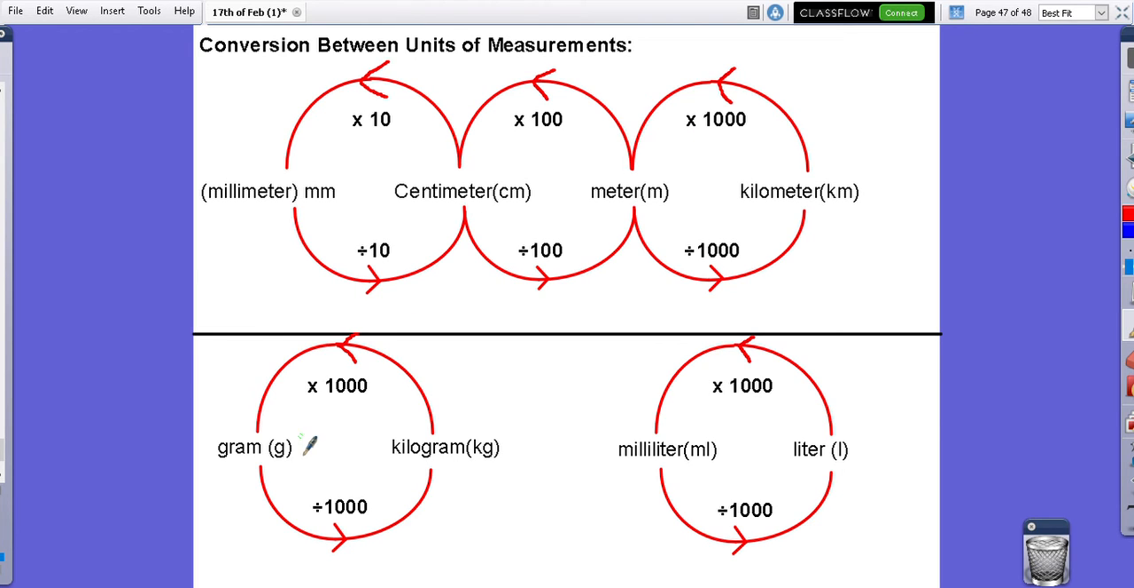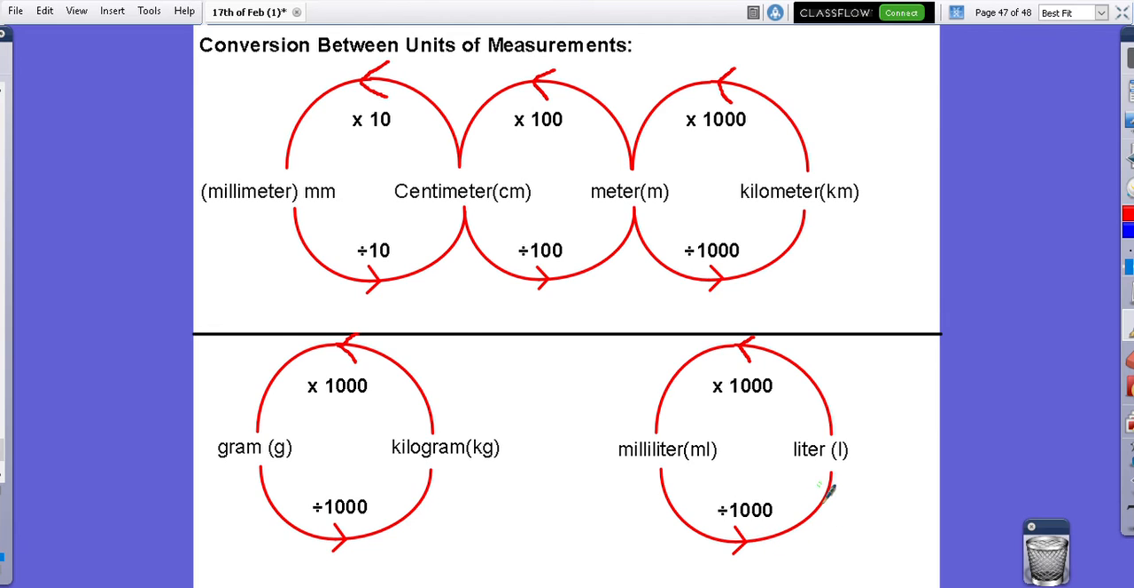All right, the same thing here. Gram is small, kilogram is bigger, milliliter is smaller, liter is bigger. What does this mean? It means that if you want to convert from milliliter to liter, going in this direction, we're going to divide the number that we have by 1000. Going from liter to milliliter, you cannot say I'm going to divide by 1000. No, this is the wrong direction.